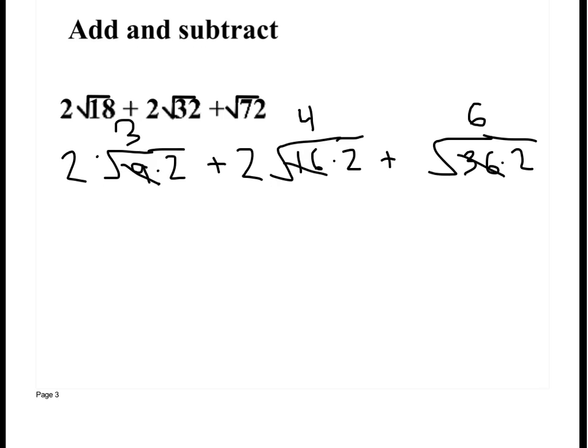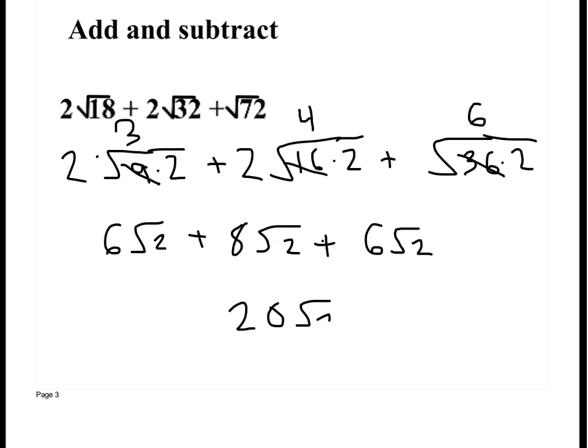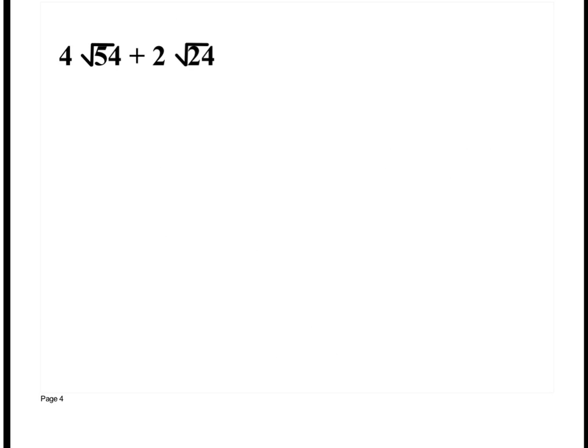So this becomes 6 square root of 2 plus 8 square root of 2 plus 6 square root of 2. These are like radicands, right? These are like terms, so now I can add the numbers in front. 6, 8, and 6 gives me what? 20 square root of 2. Good. Any questions?